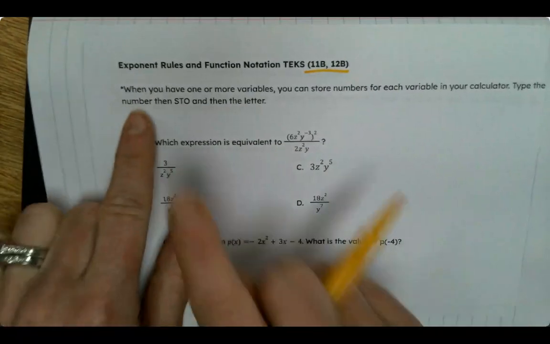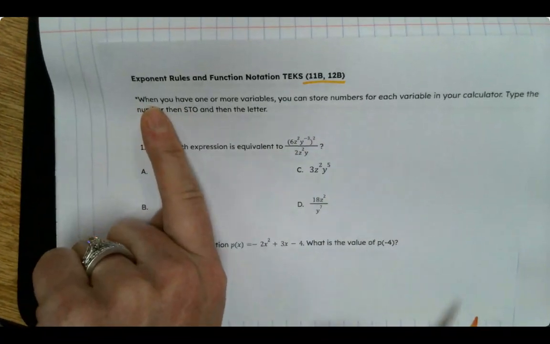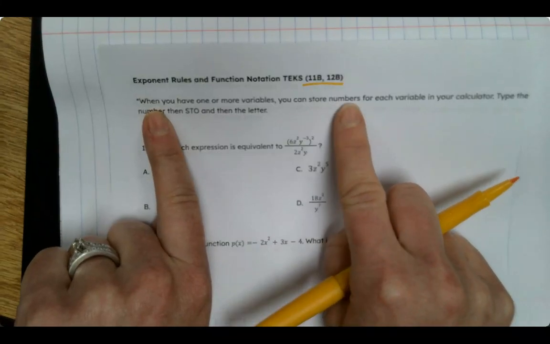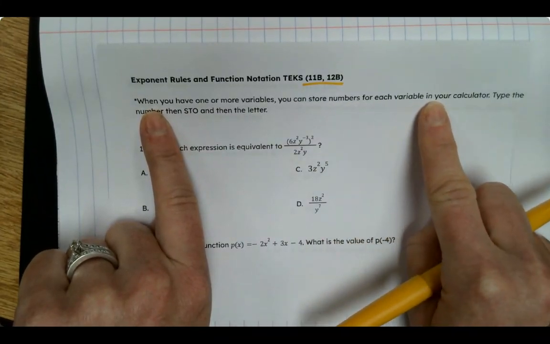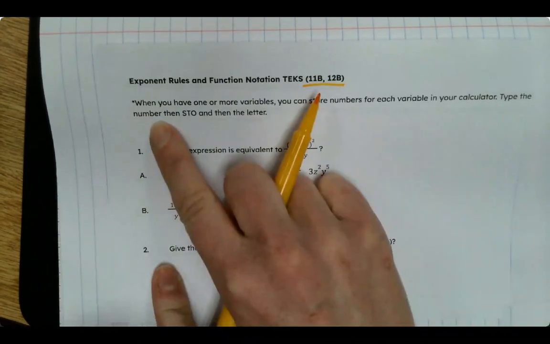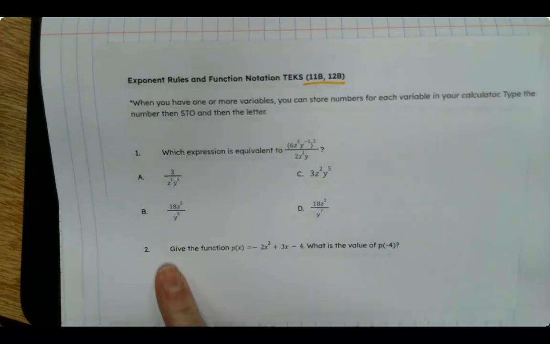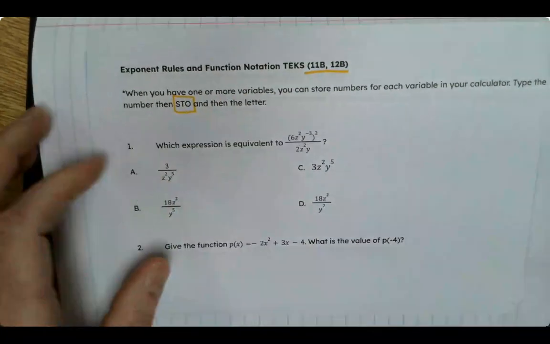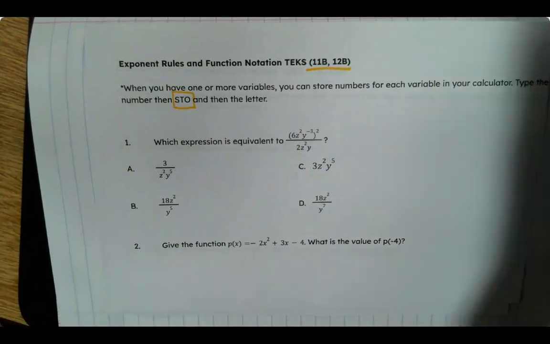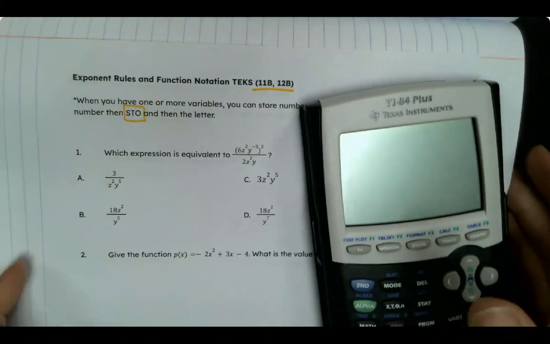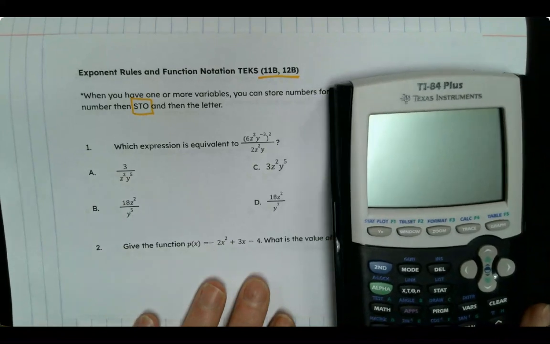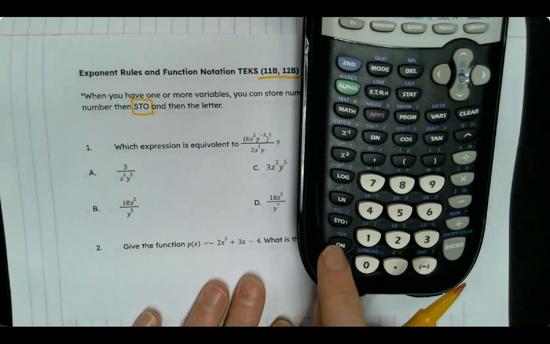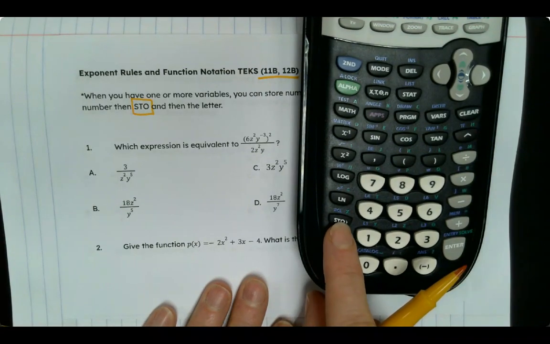Okay. So the instructions say when you have one or more variable, you can store numbers from each variable in your calculator. Type the number, then store, and then the letter. So put a little box around STO for store. That way you know that that is a button on the calculator. So look right where on is, right above on is STO for store.